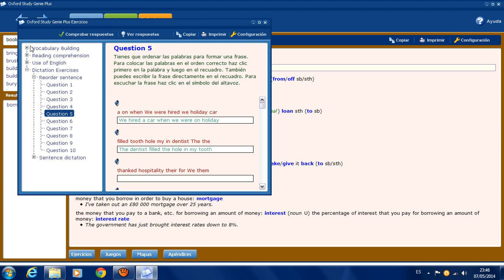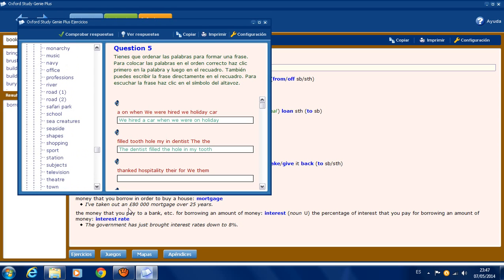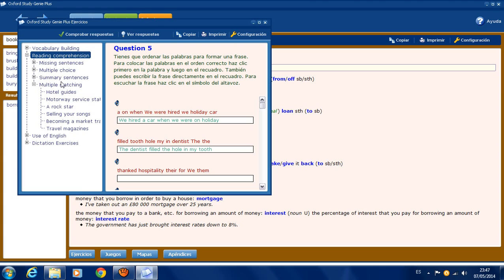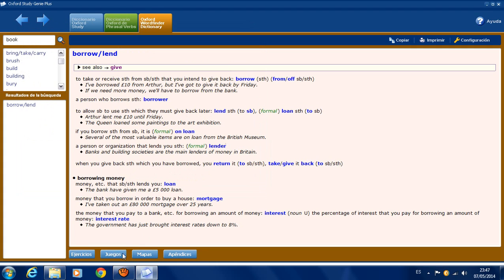There you go. Or you click again on vocabulary building to go to the main menu. And look, so you have these 4 initial sections that are again subdivided in many different activities. Then you have games.